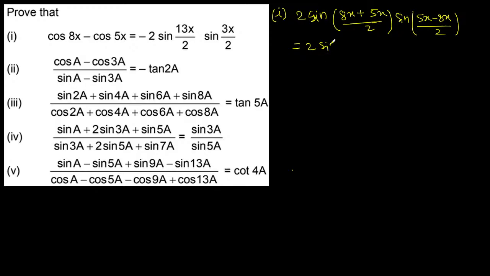First one, cos C minus cos D. If it is cos minus, then it will be sin. 2 sin (C plus D) by 2, sin (D minus C) by 2, which is nothing but 2 sin 13x by 2, and this is sin minus 3x by 2, which is minus of 2 sin 3x by 2 sin 13x by 2. Proved.